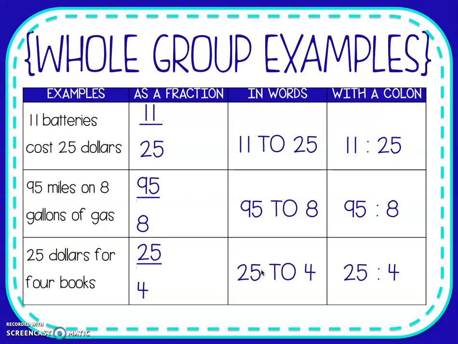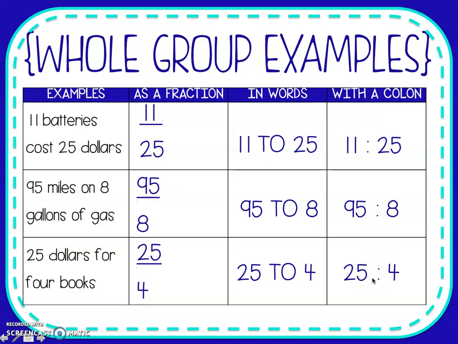Okay, so when we're writing ratios, all we're doing is we are picking out the 2 values that they ask us for, and we're either writing it as a fraction in simplest form, or we're writing it in words with the word "to" in between, or with a colon in between.